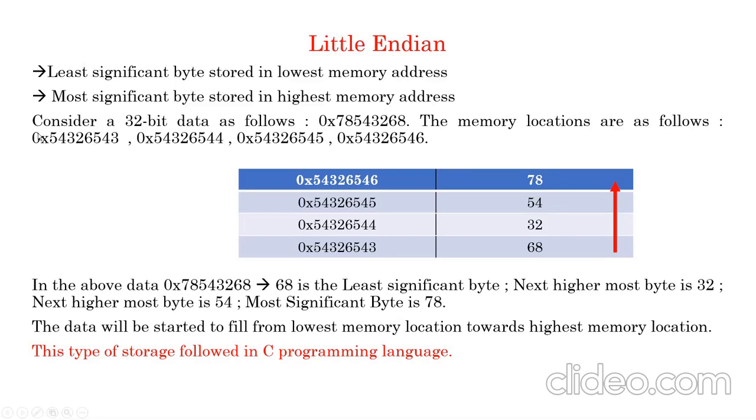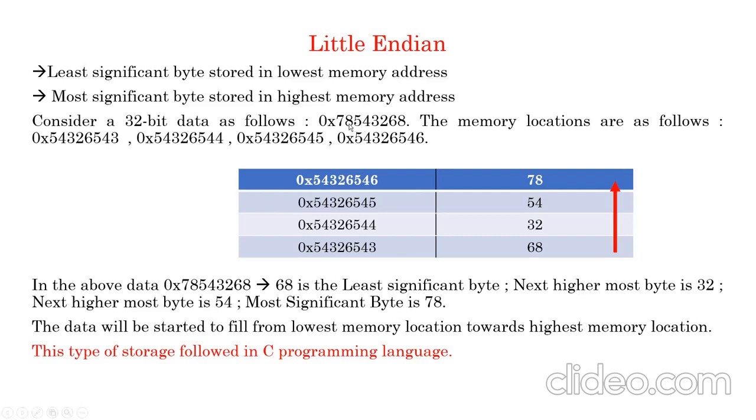Over here we will store the least significant byte of the data. In this data, 68 is the least significant byte and 78 is the most significant byte. The remaining intermediate values will be stored in the successive memory locations, in growing order. The location ending with 43 will hold 68. The location ending with 44 will hold 32. The location ending with 45 will hold 54. And finally, the location ending with 46 will hold 78.